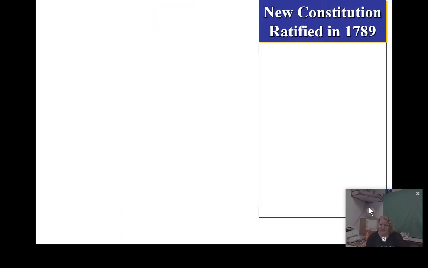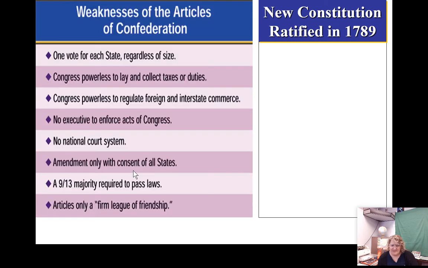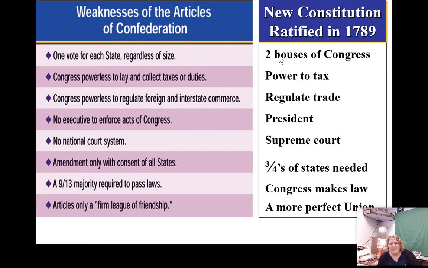So let's take a look at the Articles of Confederation and the problems. So we have these weaknesses of the Articles of Confederation, and then let's take a look one by one at how the Constitution addressed those weaknesses. So one issue was that small states had disproportionate representation in the Articles of Confederation, right? So we had one vote for each state. In the Constitution, you end up with two houses of Congress, one based on population, one based on equal representation. So that helps to kind of mediate that problem.